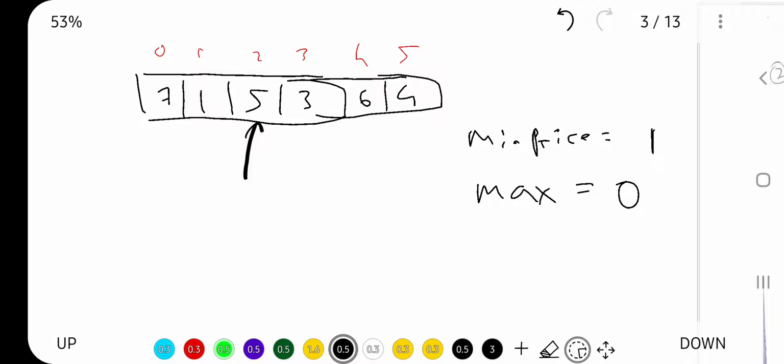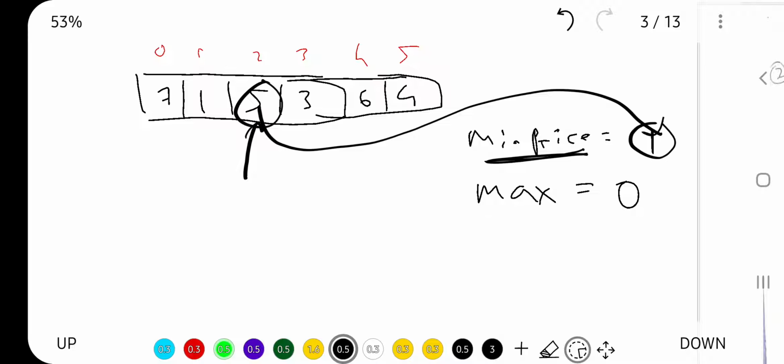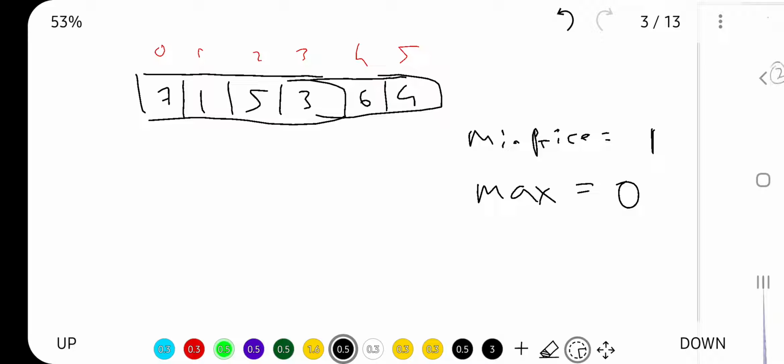Okay, then when I come to 5, I'll check if 5 is less than 1 or not. Is 5 less than 1? No. The minimum price till now I have encountered is 1. So I'll keep it as such. Okay, so the minimum price is same. Then I'll be checking the maximum profit. How do I check maximum profit? Current price minus the minimum price.